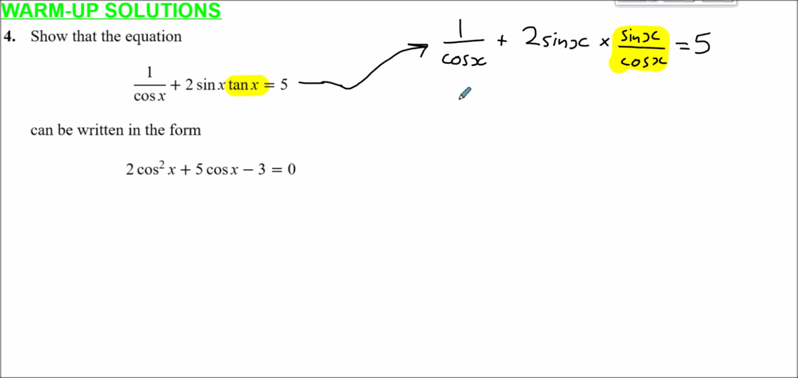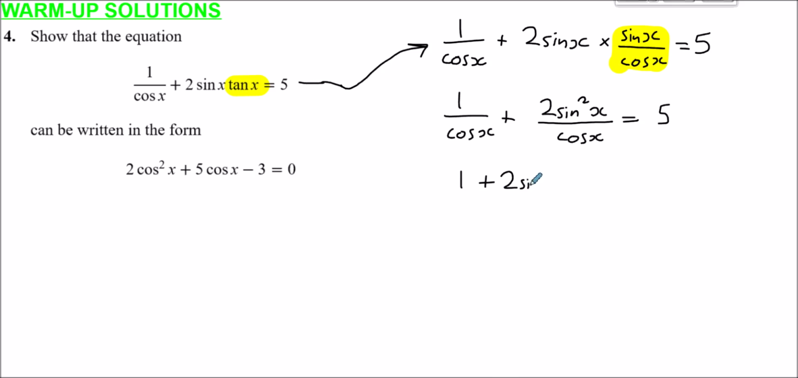So then, if we simplify, we have 1 over cos x plus 2 sine squared x, because 2 times sine is 2 sine squared, all over cos x equals 5. So now what we can do is multiply the whole thing through by cos x. So we get 1 plus 2 sine squared x equals 5 cos x.